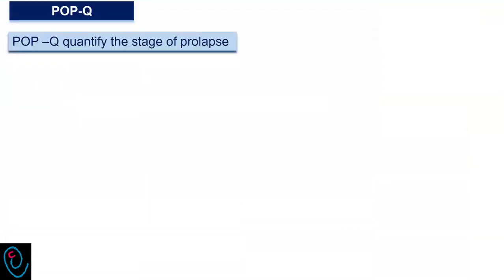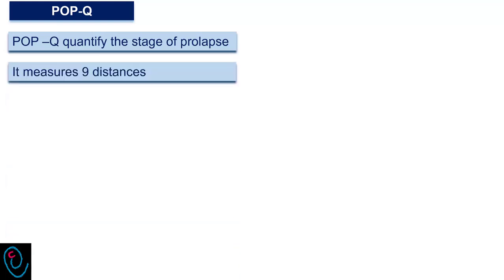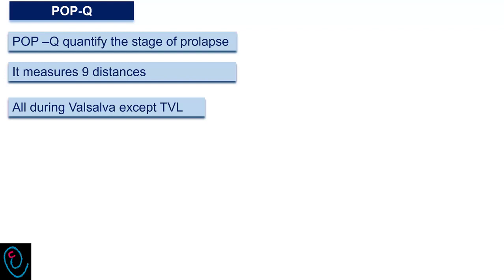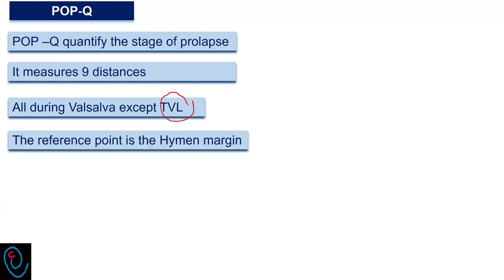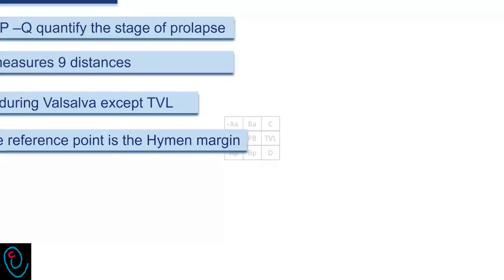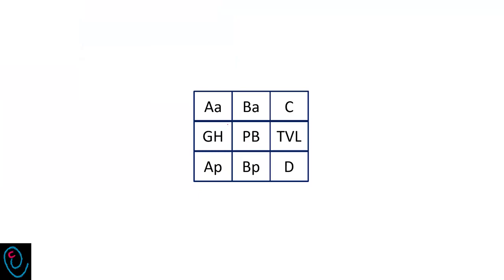Pelvic organ prolapse quantification, known as POPQ, quantifies the stage of prolapse. It measures 9 distances. All distances are measured during Valsalva, except one distance known as total vaginal length, or TVL. The reference point for all measurements is the hymenal margin. The measured distances can be recorded on a 3x3 grid.